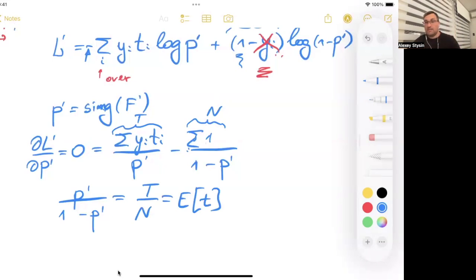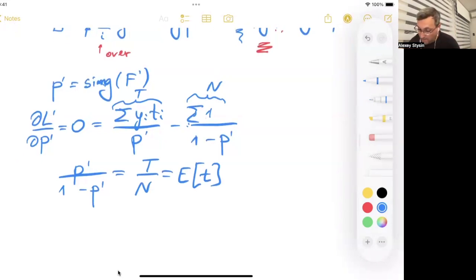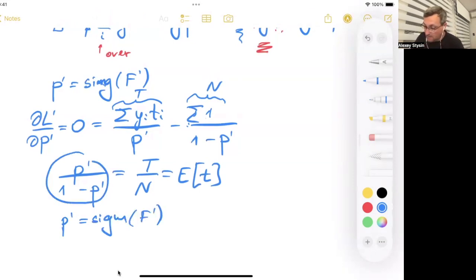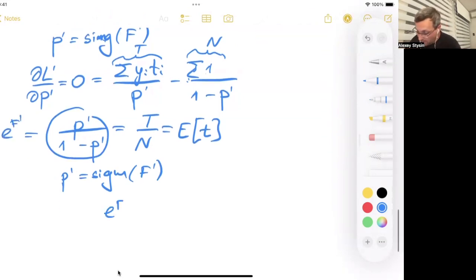And exactly by the same computation, now we have that p prime used to be a sigmoid of f prime. So now this thing is going to be equal to e to the f prime. So we get e to the f prime equals the expected watch time. So we get the same result. But the difference is that there is no approximation here. We don't need to assume that the number of clicks is small compared to anything. So this is exact.